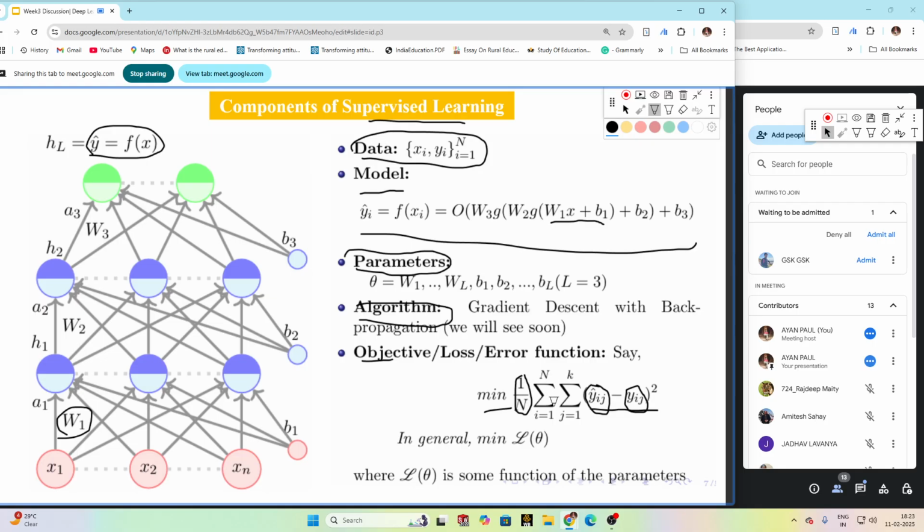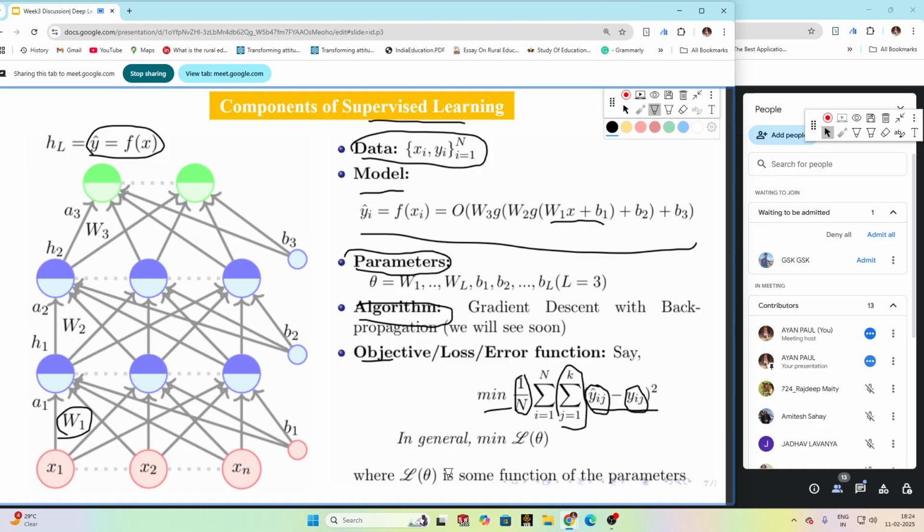In the output layer we have k neurons, so that is why the sum runs from 1 to k. And this is the number of inputs given to it, so i equals 1 to n. Whenever we do that, we divide by n because we want to calculate the mean squared error. So this is our objective function, or it can be called the loss function.